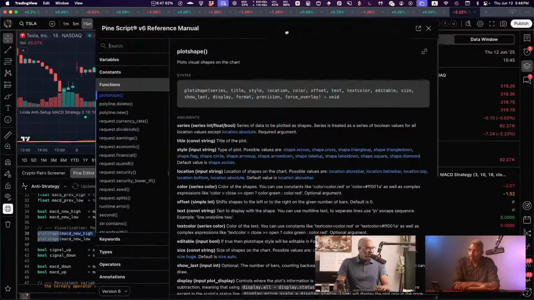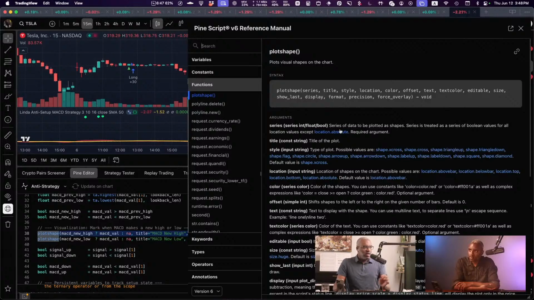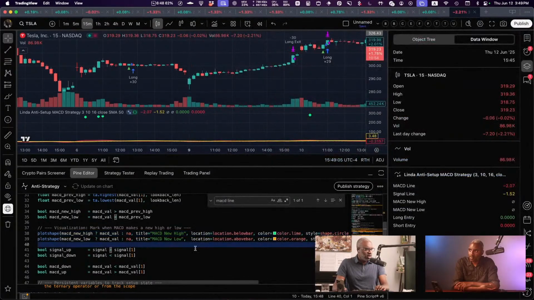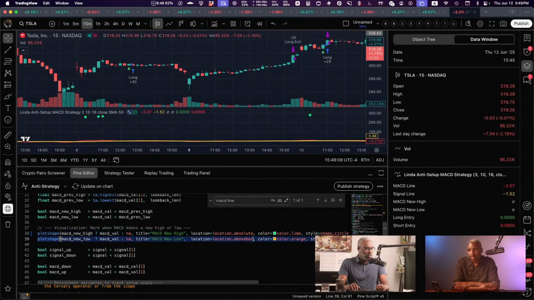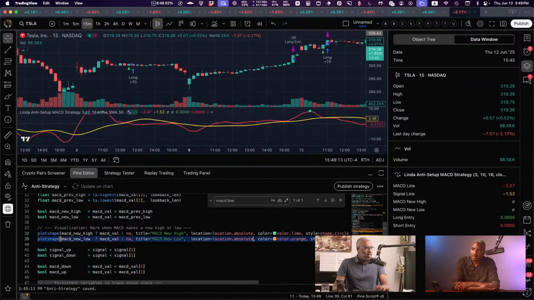All right, plot shape. Series, the first parameter. Series of data to be plotted as shapes. Series is treated as a series of Boolean values for all location values except location absolute. Oh, I think that's what it is. Location absolute. What is it? Okay. I don't know what that means. I don't know if anybody else does.